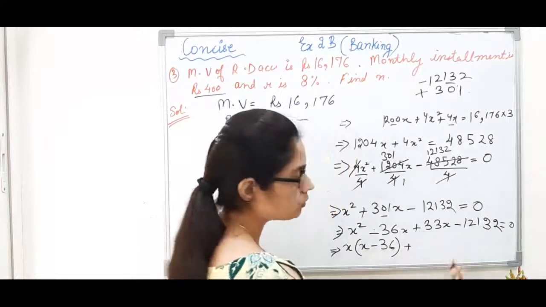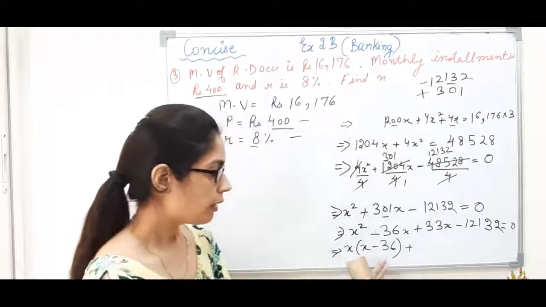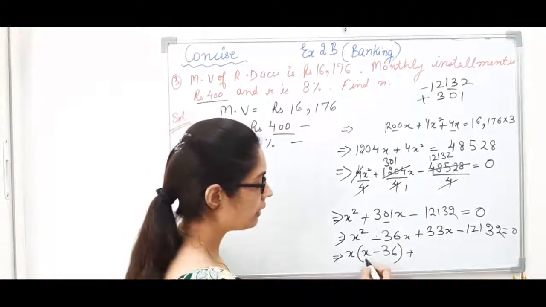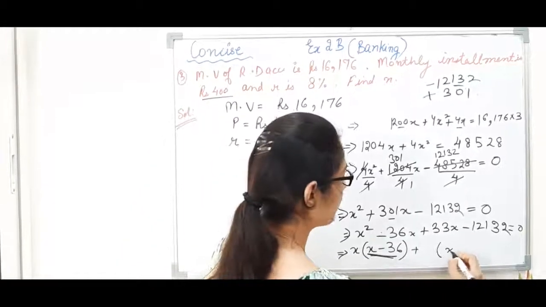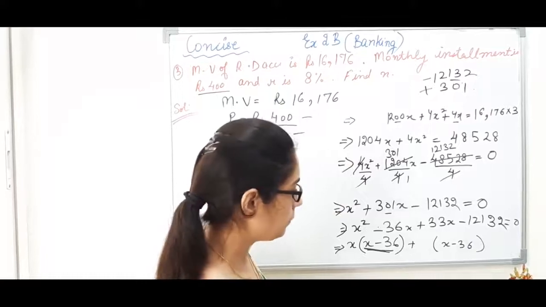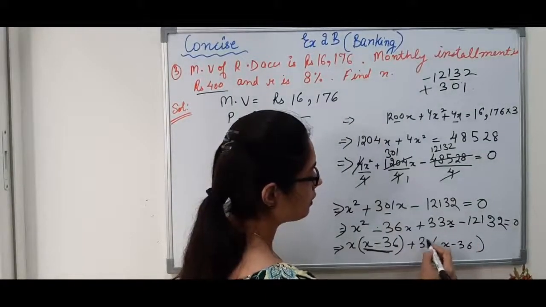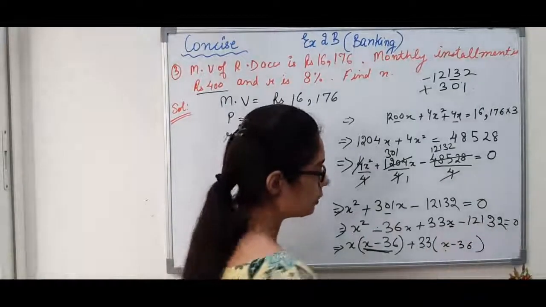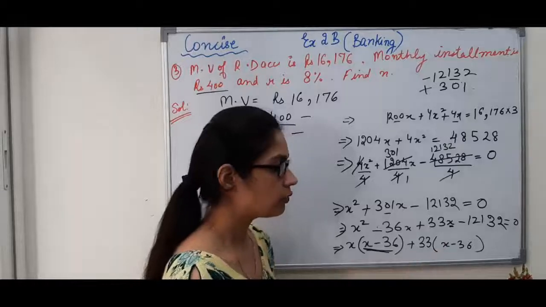Here plus is there, so the sign will not get changed. I told you, whenever you write, the inside terms will be the same for both the numbers. So I will write here x minus 36, and outside I can see, since only x is there, which means 33 is a common term in both the numbers. So you have to think a little bit so that your calculations will be easy.